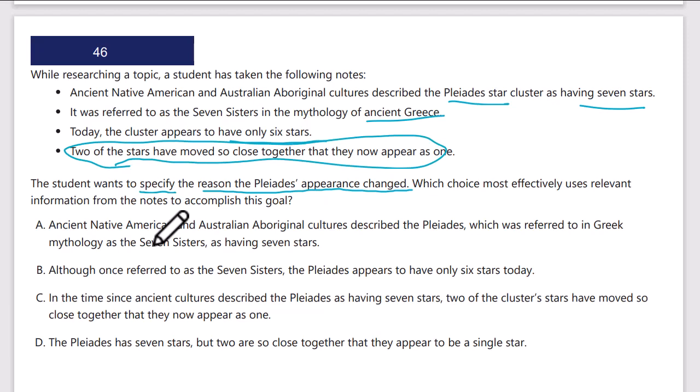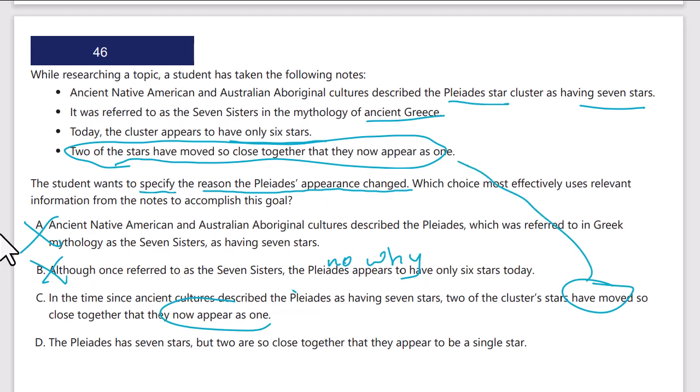Ancient Native American would describe Pleiades as Greek or 7 stars. That's just background. Although once referred to as the Seven Sisters, they only appeared at... that doesn't tell us why. There's no why in there. It's just that they changed, not why they changed. C, in the time since cultures described it as having 7 stars, 2 of the cluster stars have moved so close together. That's the reason right there. It's the same reason in the text. C is your answer. Let's just check D.